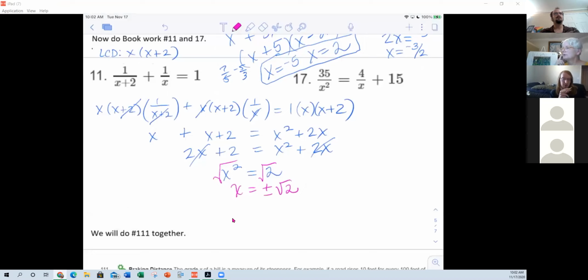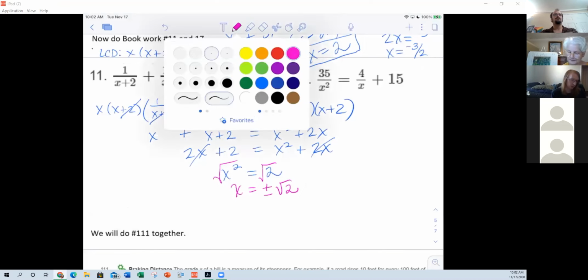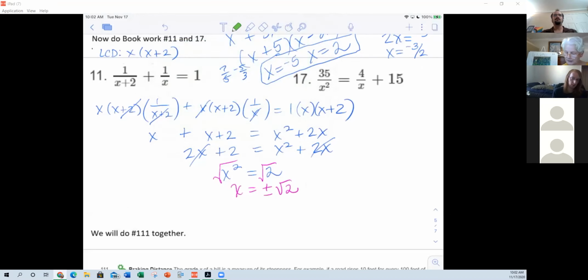Okay, then number 17. What's the common denominator for number 17? X and x squared? Okay, so it could be just x squared, right? Yeah, my bad. X squared. Yeah, no, that's okay. I know what you're talking about.